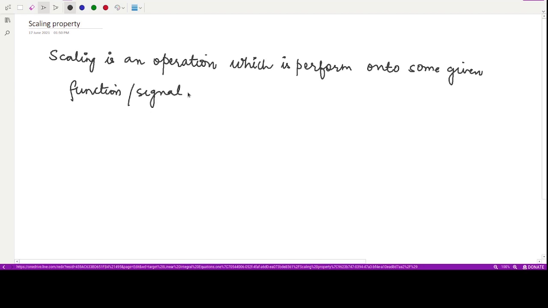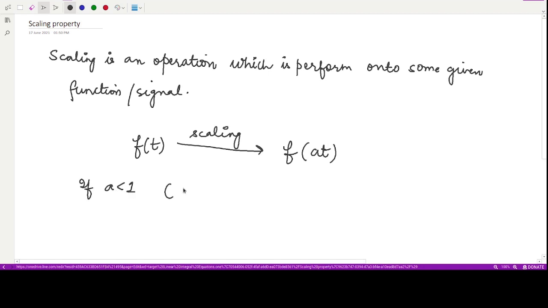So let us understand this in this way. Suppose you are given this function or signal as f of t. What you do? You apply the operation of scaling onto this. As a result, you will obtain the same function where this variable now has been adjusted or multiplied by some constant a, where depending upon this constant, if this constant is less than 1, we have expansion, and if a is greater than 1, then we have compression.